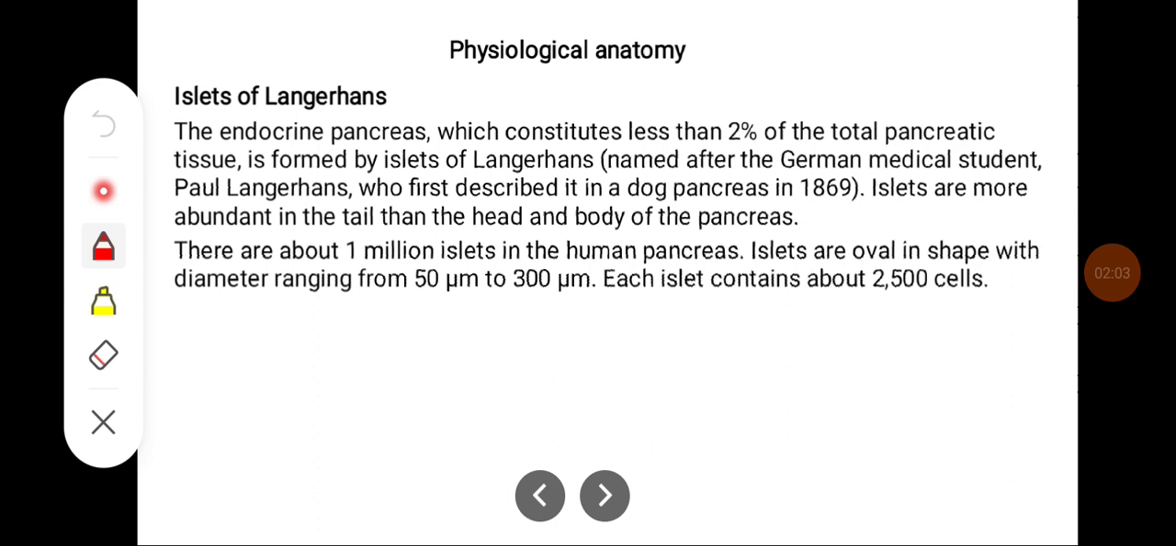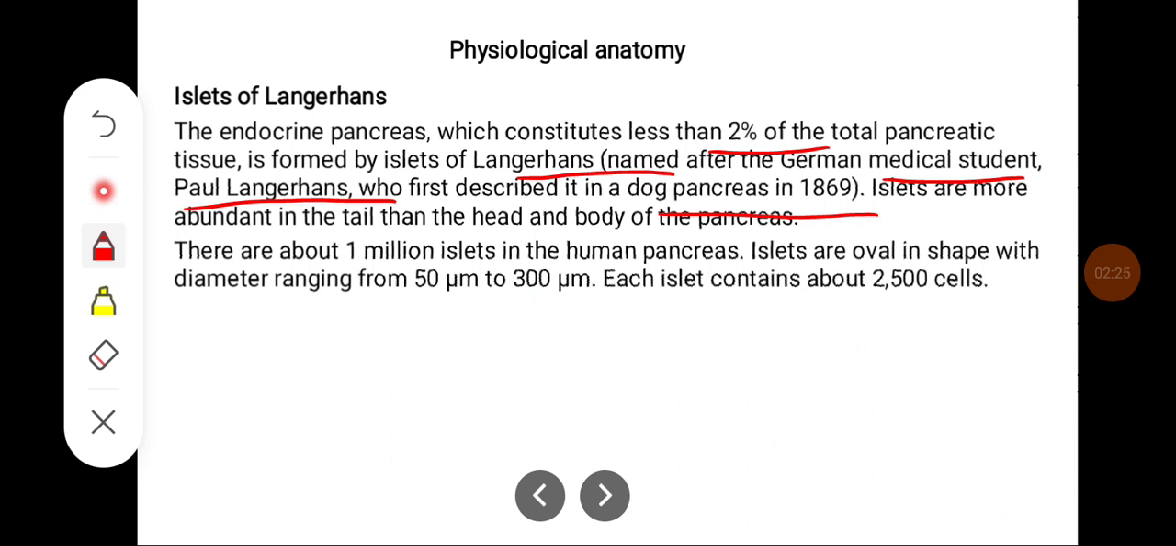Coming to physiological anatomy of pancreas, islet of pancreas. The endocrine pancreas, which constitutes less than 2% of the total pancreatic tissue, is formed by islets of Langerhans, named after a German medical student, Paul Langerhans, who first described it in a dog pancreas in 1869.